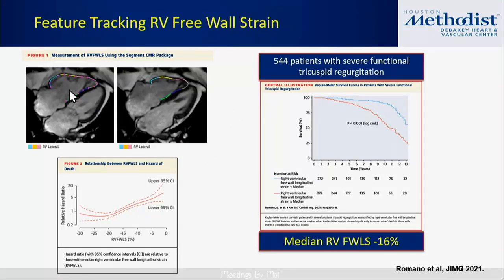Other stuff, from CMR again, you can get RV free wall strain. Again, does this matter? It can matter. And this is an example, again, just looking at patients with functional TR and their outcomes over time, and it's a nice dichotomy. If a free wall strain is more negative than 16, that's good. Obviously, with strain, you want it to be a big negative number. And here we see that value is also predictive.